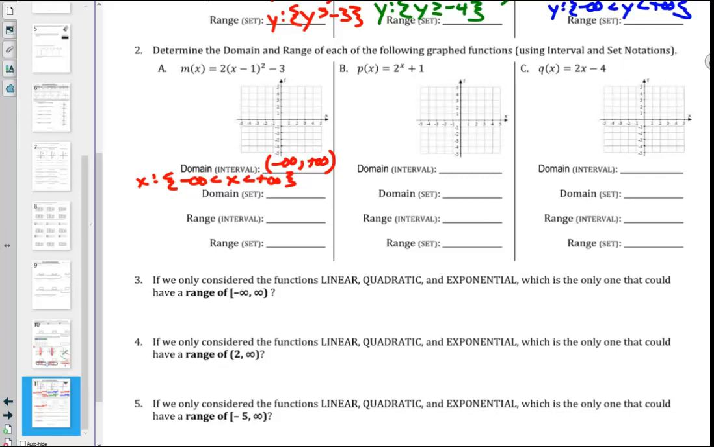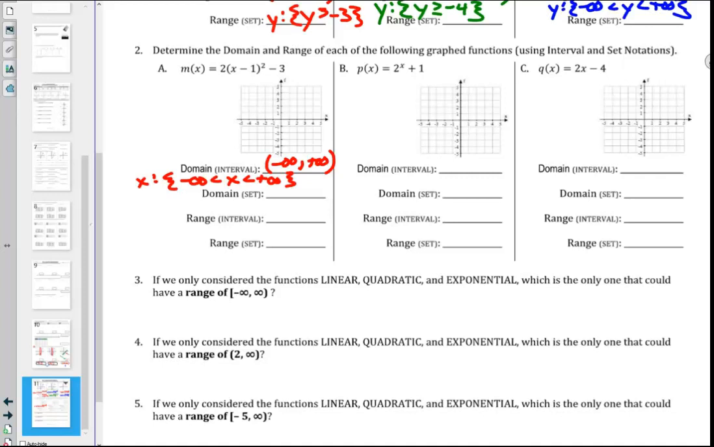How about the range? What is the range of any parabola? How could you describe, generally speaking, what the range of any parabola is? Okay, let me make it easier for you. What does the range of a parabola depend on?